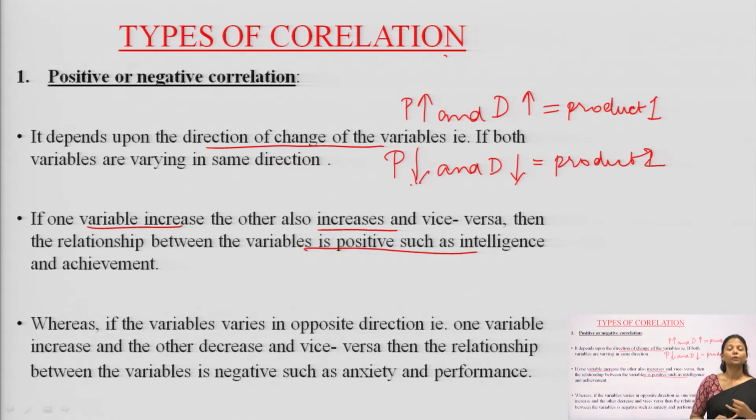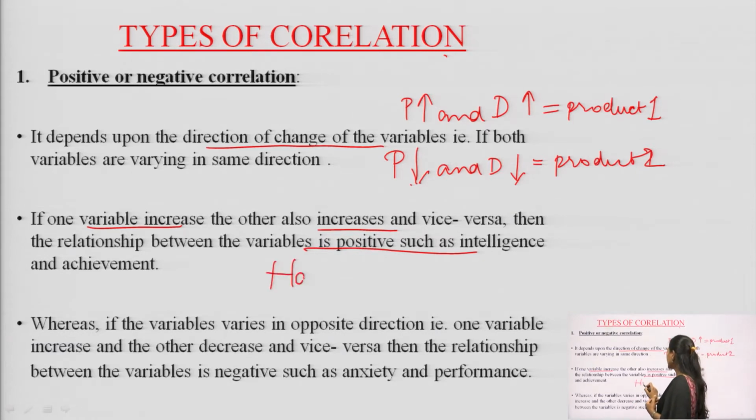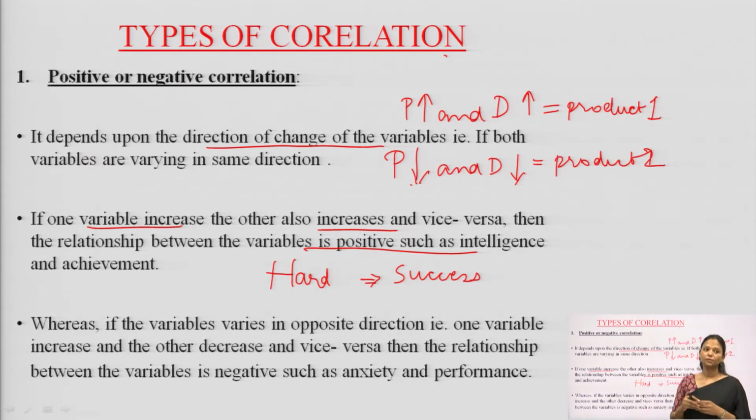For example, we can talk about hard work and success, or intelligence and achievement. That means, if a person is working hard, then he is supposed to get success. So, how the hard work of a person and the success are correlated to each other, what is the interdependency, what is the relationship between the two, it is called a positive correlation.